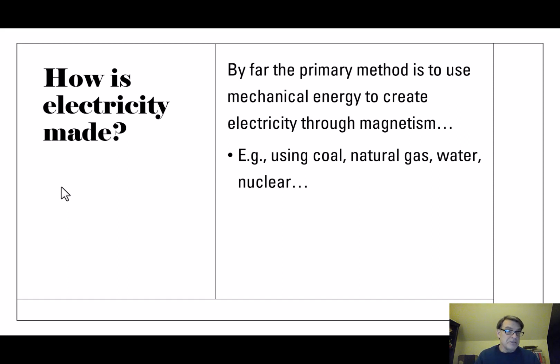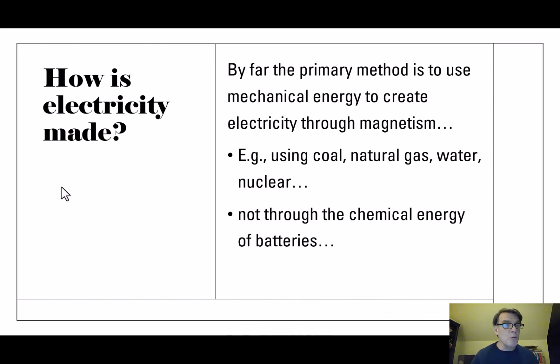I looked up just a couple weeks ago the number one way of generating electricity in Indiana, where I live, and it's, believe it or not, still coal. It's still burning coal that creates motion, that creates a magnetic field that is used to generate electricity. And so this use of mechanical energy to create magnetic fields, to create electricity, is a far more prevalent way to generate electricity than a battery.